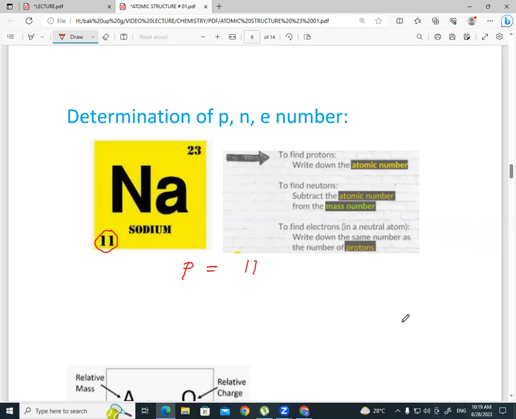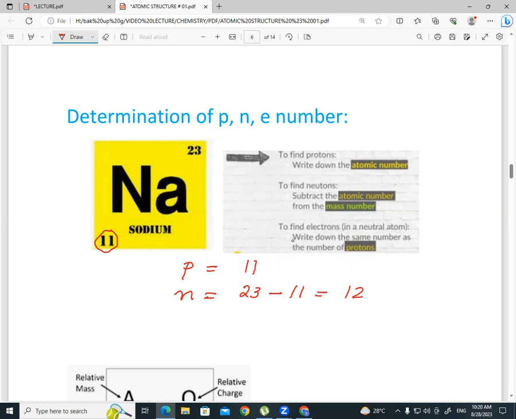Number 2, how can we find the neutron? Subtract the atomic number from the mass number. So if we are going to find out the number of neutrons in an atom, then we subtract the atomic number from the mass number. The mass number is 23 and the atomic number is 11. So in this way we find out the number of neutrons of the sodium atom.